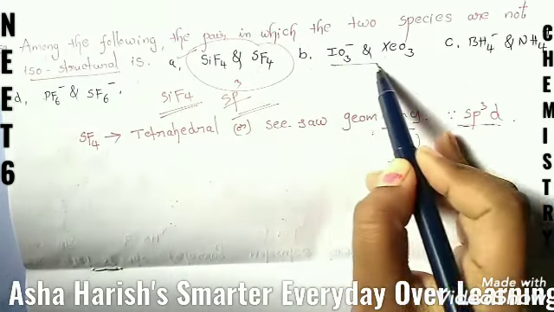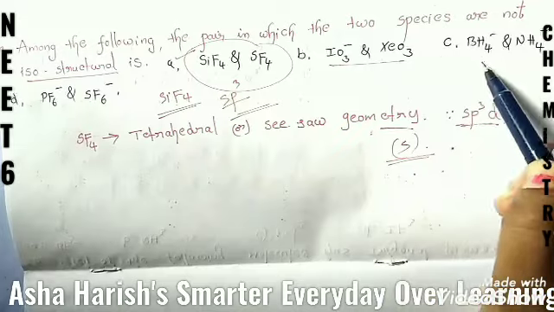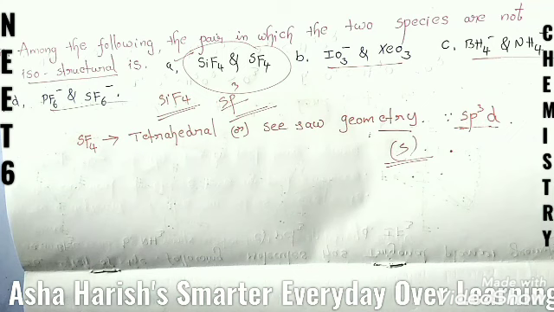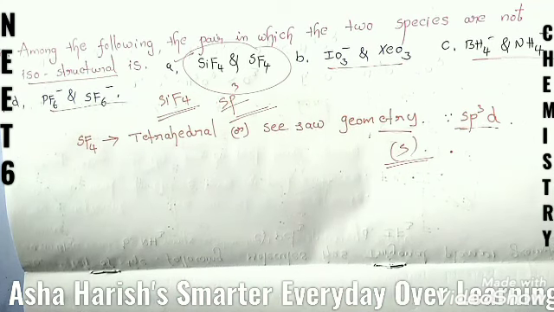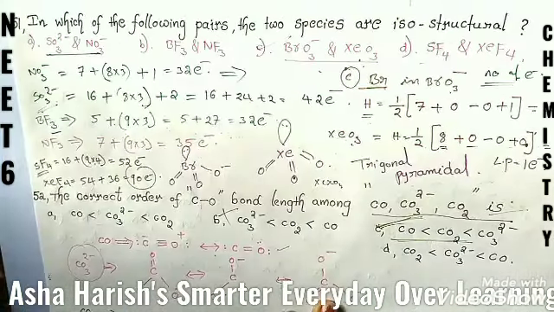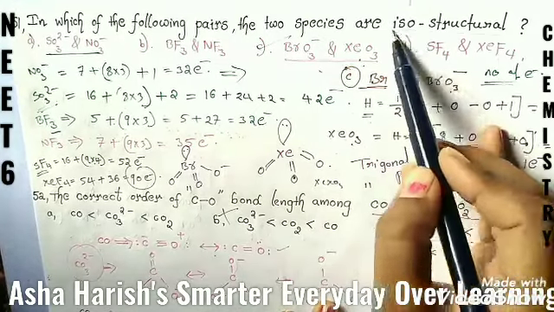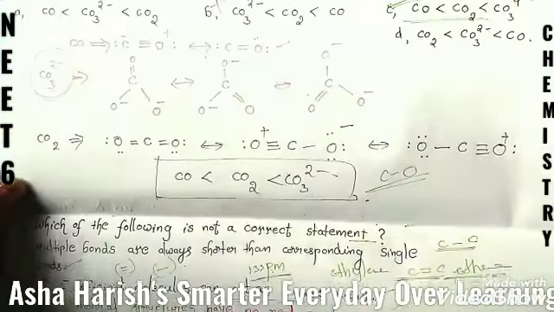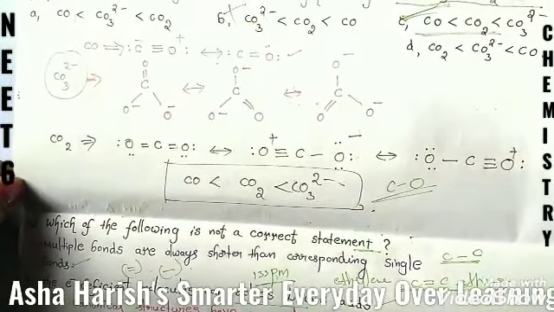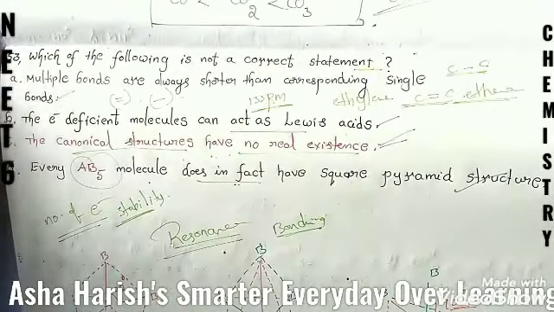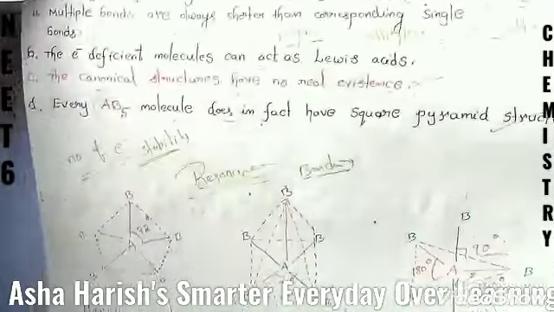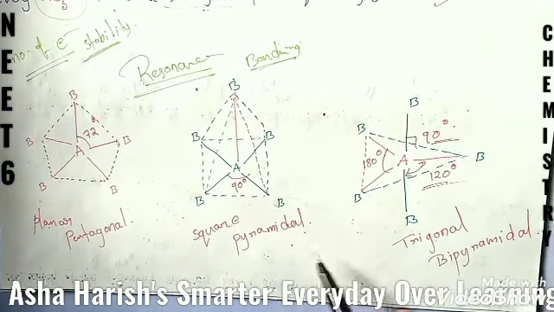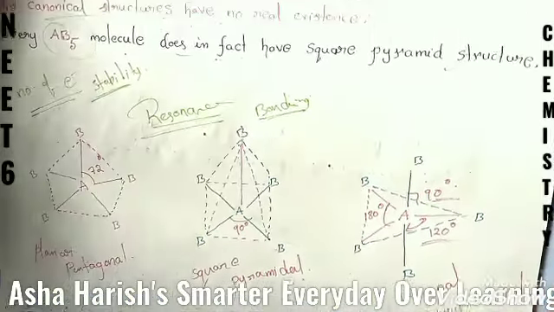And the next one is IO3 minus, xenon trioxide, BH4 minus and NH4 plus. These are all isostructural in nature. Okay students, we can recall what we have learnt in this class. Question number 1 was based on isostructural and isoelectronic species, and the second one was the correct order of bond length. The next one was which one of the following is the correct statement. And students, for the structures planar, pentagonal and square pyramidal, trigonal bipyramidal, I have explained to you.